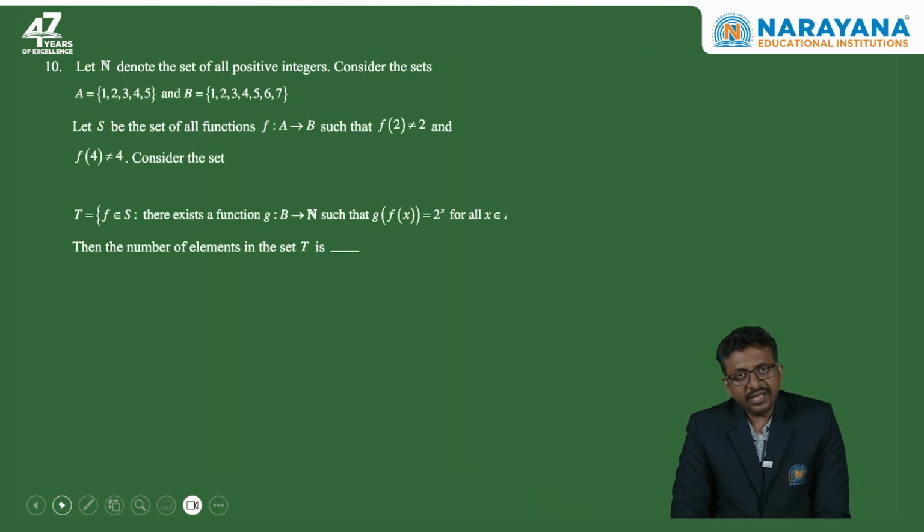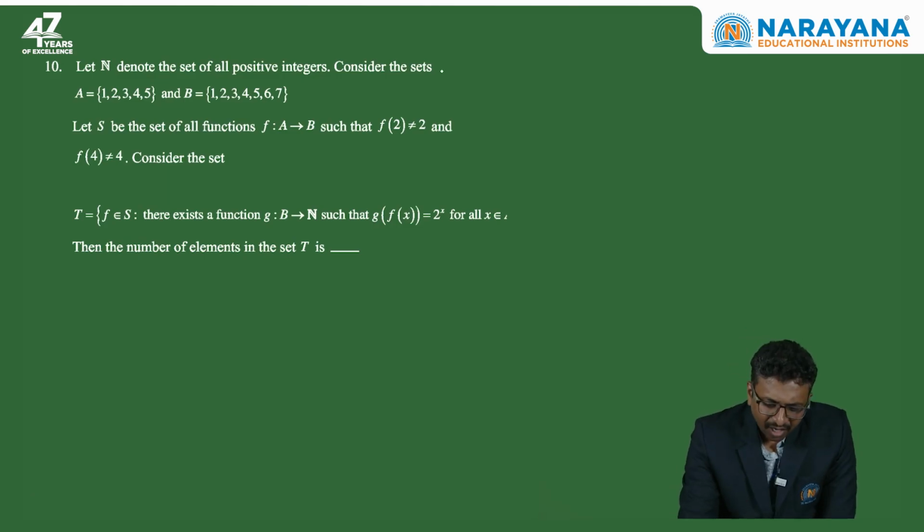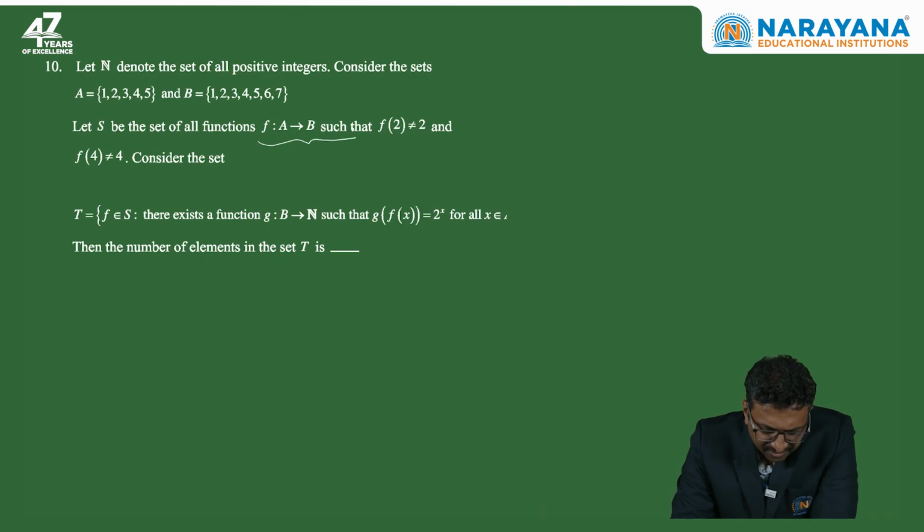So hope you have understood this. So next, quickly go to the next question. Let N denote the set of all positive integers, and consider the sets A = {1, 2, 3, 4, 5} and B = {1, 2, 3, 4, 5, 6, 7}. Let S be the set of all functions from A to B such that f of 2 is not equal to 2 and f of 4 is not equal to 4.